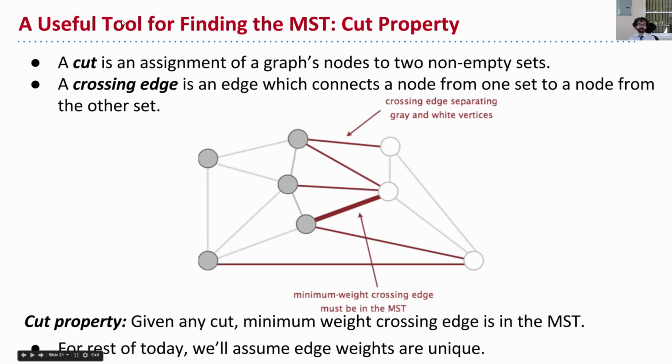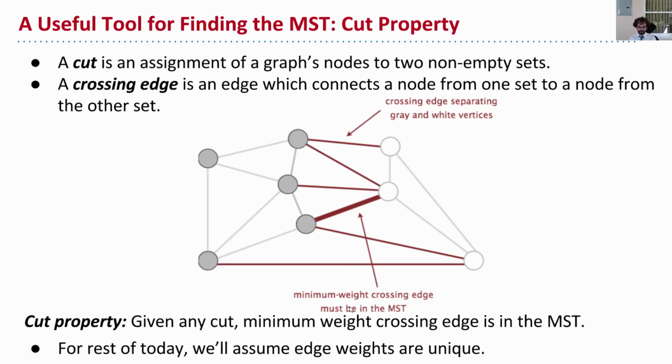And so the first term I'm going to introduce is the so-called idea of a cut. A cut is just to take a whole graph and color each vertex either gray or white. In this case, the cut is these 5 vertices are gray, these 3 are white. That's the cut. It's an assignment of the graph's nodes to 2 non-empty sets, the gray set and the white set. Then we'll say that a crossing edge is an edge which connects a node from one set to a node from the other set. Okay, so these are all of our crossing edges.